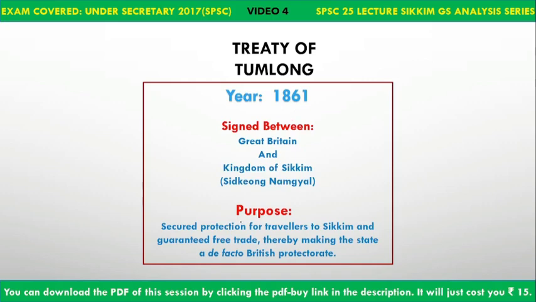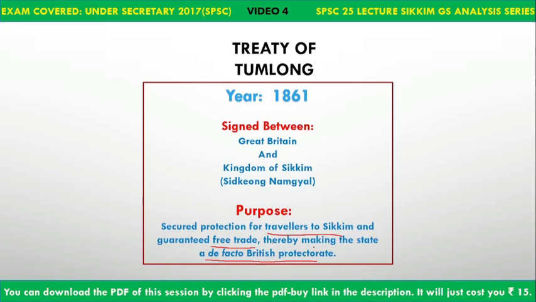What was the purpose of the Treaty of Tumlong? It secured protection for the travelers to Sikkim and guaranteed free trade, thereby making the state a de facto British protectorate. So by the Treaty of Tumlong, it was ensured that any traveler to Sikkim would be secured against any threat, and also a free trade was guaranteed in Sikkim. That is, no tax would be imposed by the Sikkimese monarchy on any British people who would trade in Sikkim, thereby making the state a de facto British protectorate.